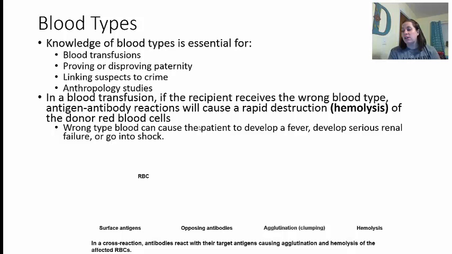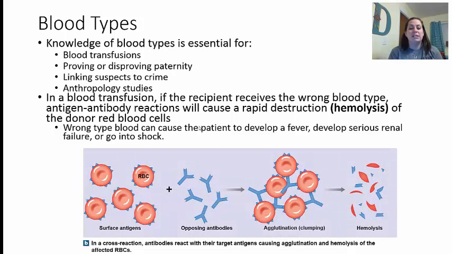So if we look here at this particular picture, it shows you that you have your red blood cells. In this particular case, there's the surface antigens. You'll see there that the opposing antibodies are present, and if you were to get those red blood cells that you shouldn't get, that have the blue spikes because they don't match yours, these opposing antibodies are going to attach to them, and they're going to rip those red blood cells apart.